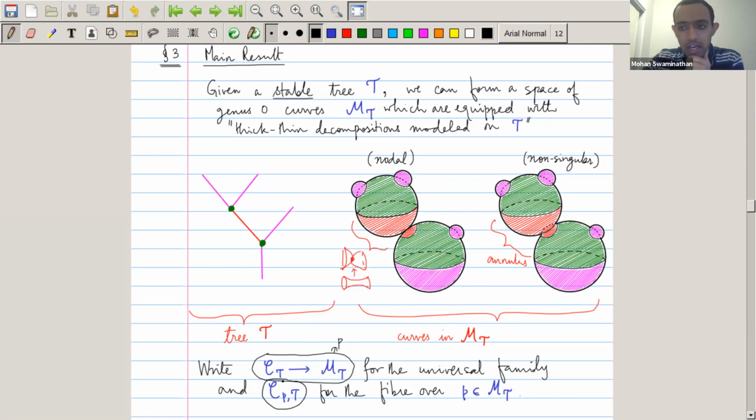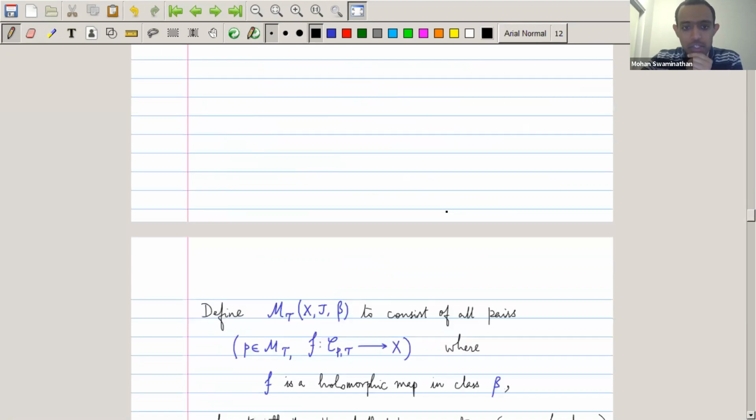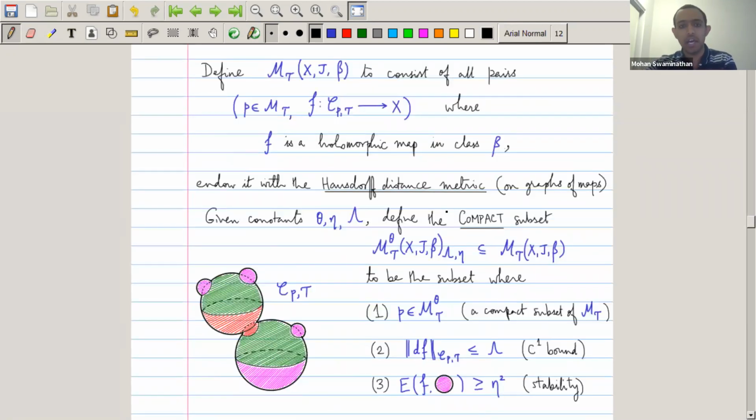Okay, so I'm intentionally being somewhat sketchy about the definition here, because the exact definition can be written down explicitly in coordinates, but I think the picture might be more illuminating. Now, given this family of curves, I define a moduli space M_t(X, J, β) to be the following. It consists of all pairs of a point P in M_t and a map F from the corresponding fiber C_{P,t} to X, and this F is required to be a holomorphic map in class β.